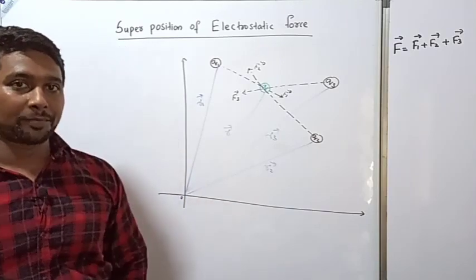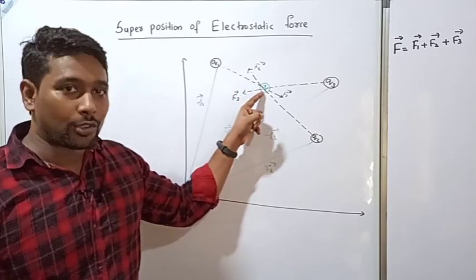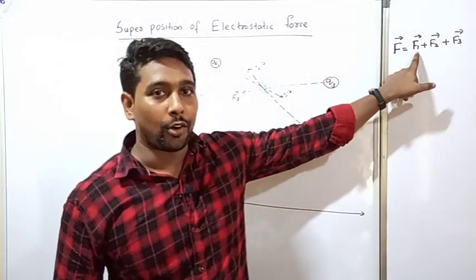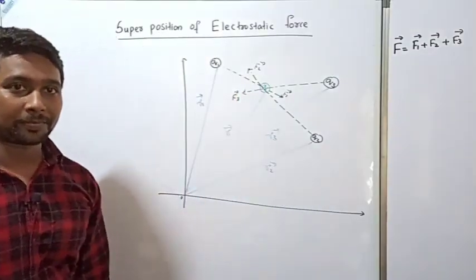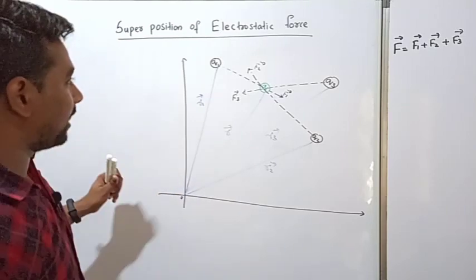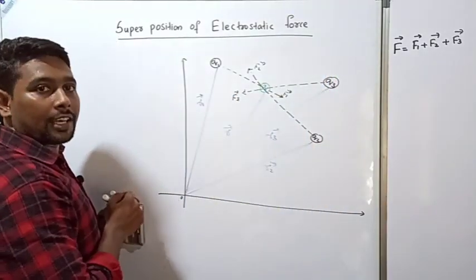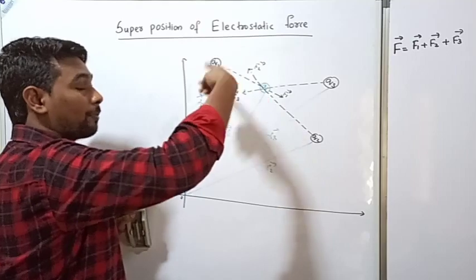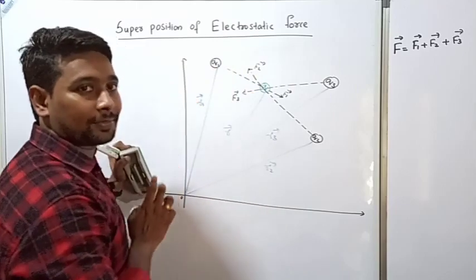Then how will you define the superposition of electrostatic force? You can define it like this: the force on a given charge is equal to the vector sum of forces of the remaining charges. I will write the definition. If you are considering another charge q4, you can draw the vector direction for that one. If there are n number of charges also, you can draw the vector directions, and if you sum up all the vectors, you get the resultant force on that charge.